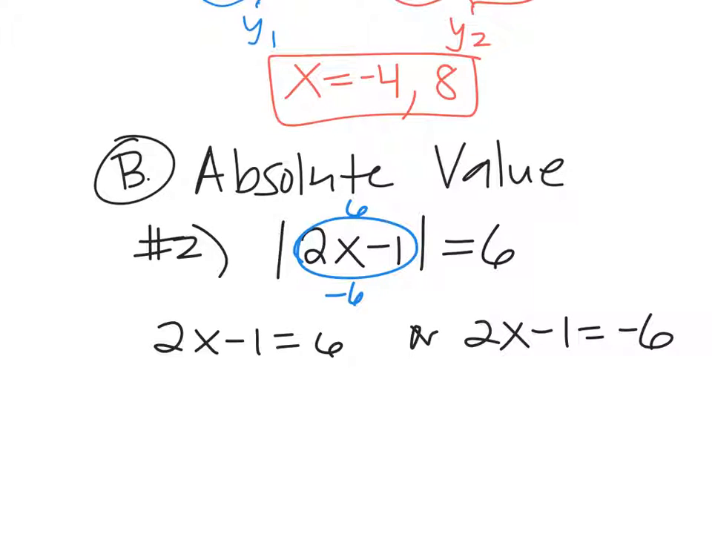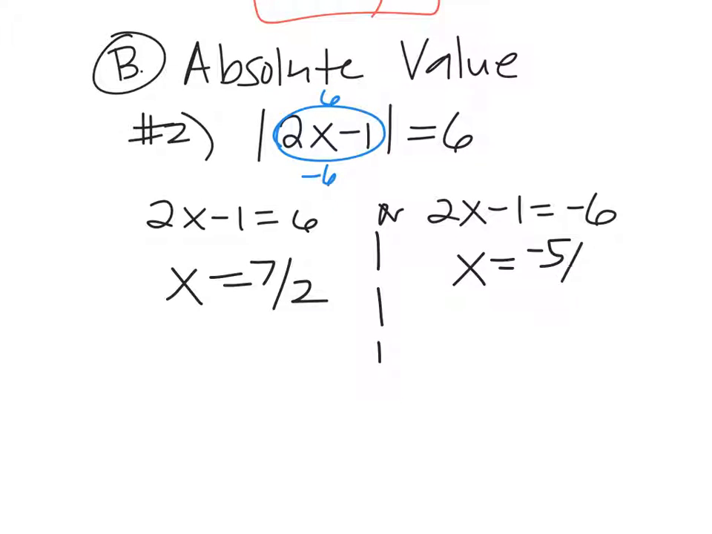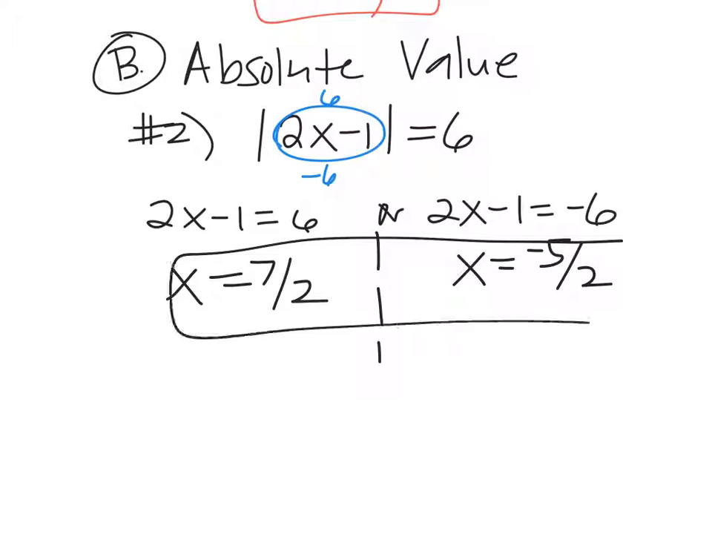Do you remember doing these at all? This was like first semester. This was a year ago. All right, so let's add 1. Divide by 2. So x is 7 halves, or 3.5, whatever you prefer. And over here, we're going to add 1 and divide by 2. X is negative 5 halves. All right, so you get 2 answers for these. Nice and easy.